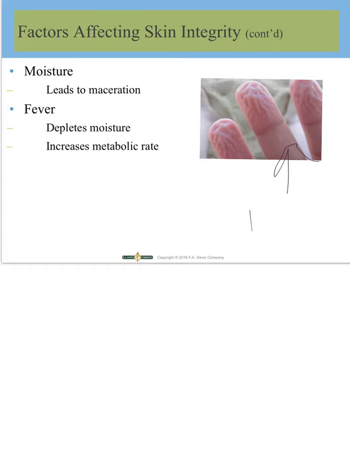Fever leads to sweating. That can cause maceration. It also increases the metabolic rate, which raises the tissue demand for oxygen. And increased demand for oxygen is difficult to meet if you've got circulatory impairment or tissue compression secondary to pressure. So you can see how that could result in a breakdown in the skin.